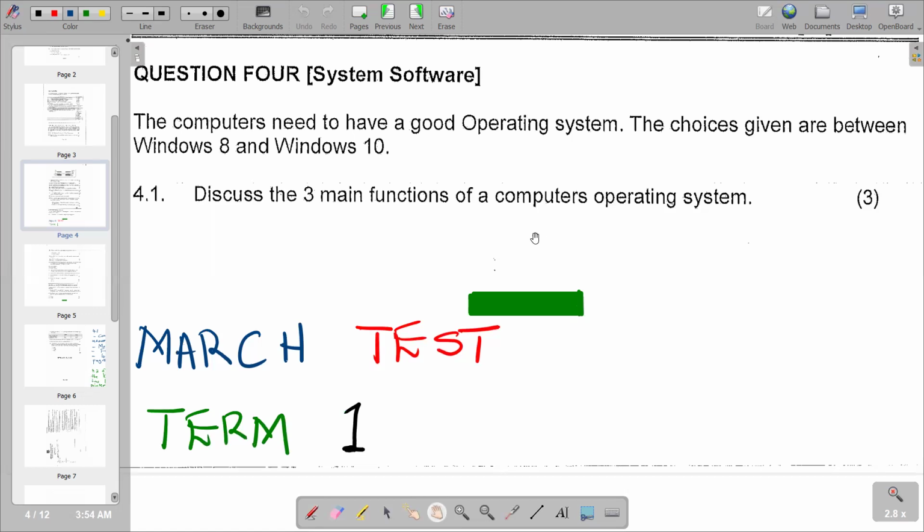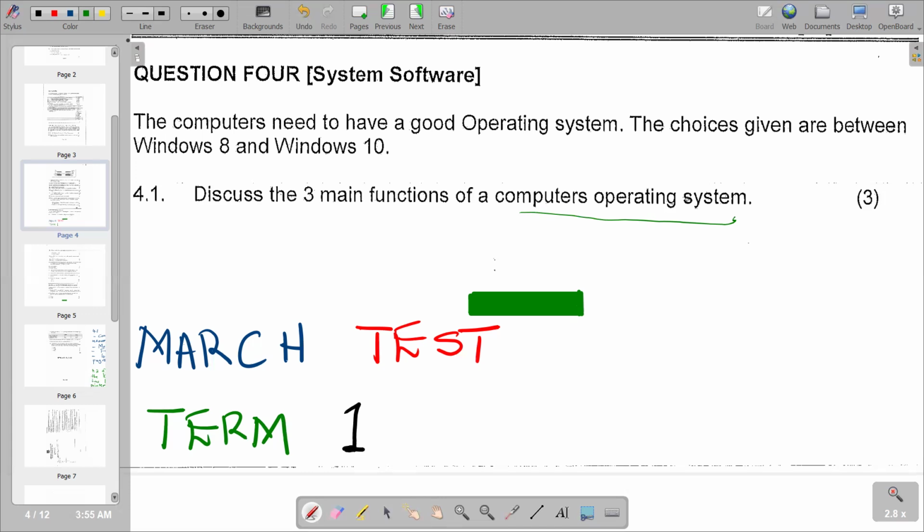So you'd see that first of all, we can start by trying to describe what exactly we mean by a computer's operating system. A computer operating system is a system software that manages the computer's hardware and software resources and provides common services for computer programs. So basically, that's the description of an operating system. Our question requires us to discuss three main functions of a computer's operating system.